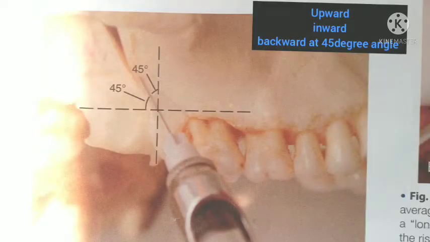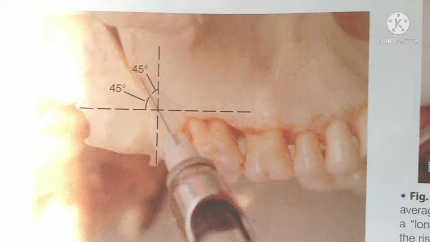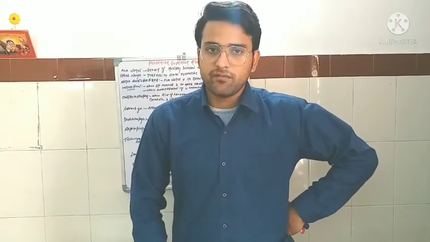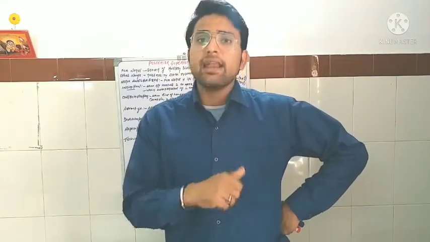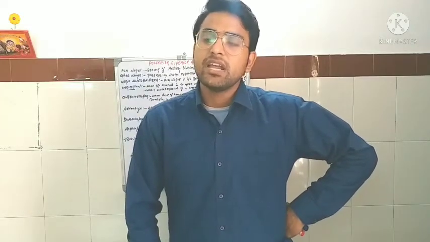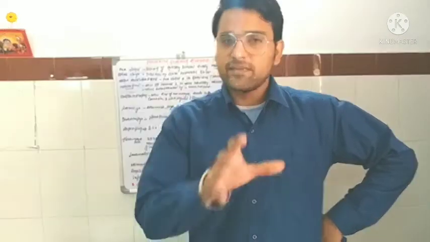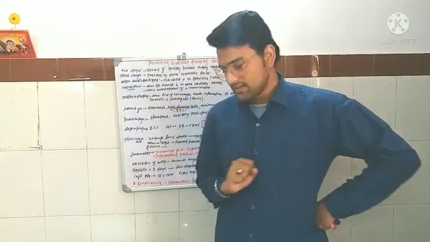The posterior side of the needle will have the posterior surface of the maxilla. Anteriorly, it will have the pterygoid plexus of the vein. Then anteriorly and laterally, it will have the external surface of the pterygoid muscle. So this will be the boundary where the needle has been inserted.